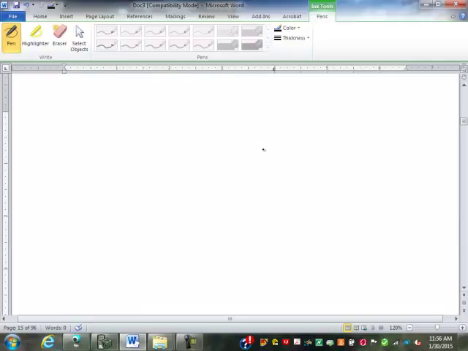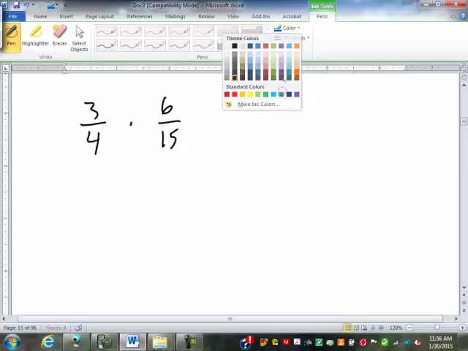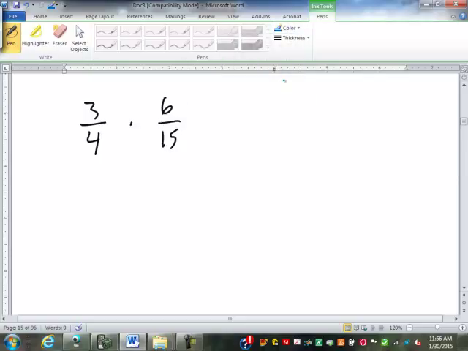Next is multiplication. When we multiply, just like with whole numbers, we multiply the counts and then we also multiply the names. In fractions, what that results in is just multiplying straight across. Multiplying the counts would be the 3 times 6 is 18. Multiplying the names would just be 4 times 15 is 60. And of course, at this point, we'd have to reduce. Both of those can be divided by 6 to give me 3/10.